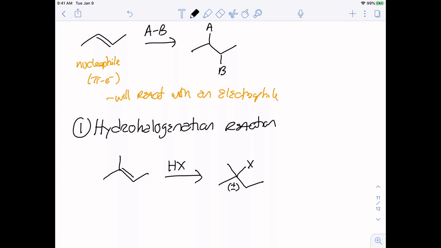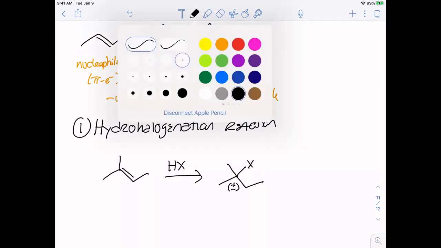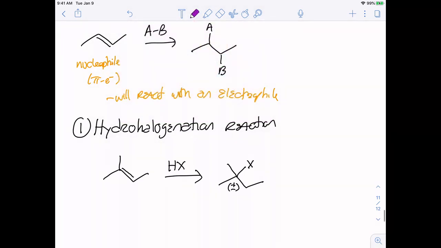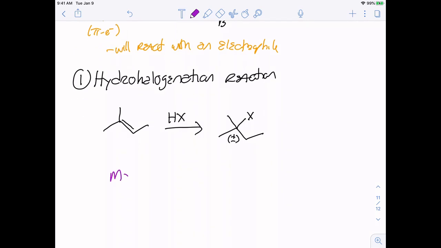So we are going to go through a carbocation intermediate. It's going to be planar, so when my halogen adds, it can add from both sides. So we will get both stereoisomers. Also note I put the halogen on the more substituted carbon. So it follows what is called Markovnikov's rule.